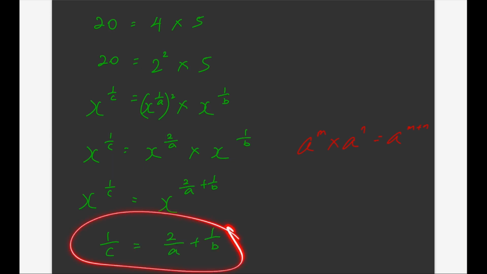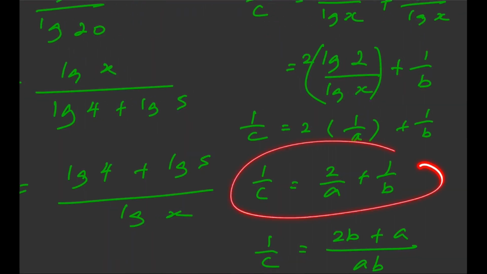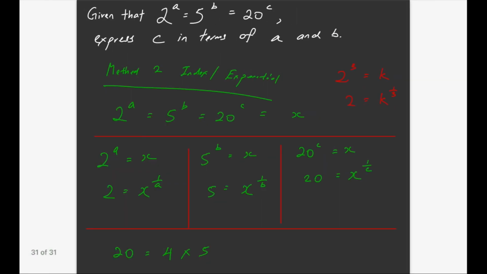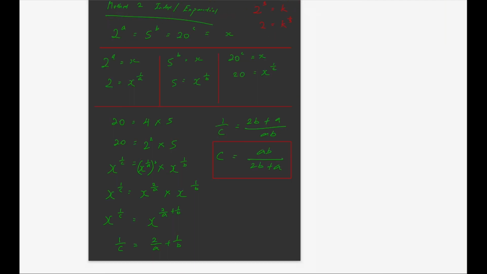Now this is the part where we have arrived just now. Right, this is what we have just now. Same thing, yeah? Okay, so what you can do is you continue from there. You're going to change them to the same denominator. And your final job is to swap between the denominator and numerator. You have AB over 2B plus A, that is C in terms of A and B. Alright, thank you.